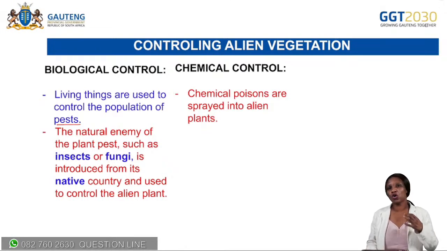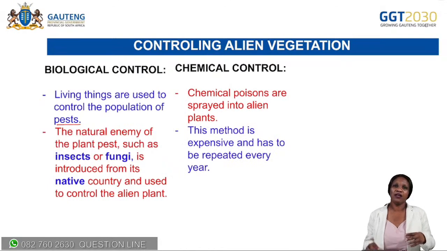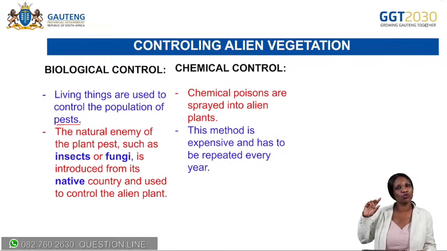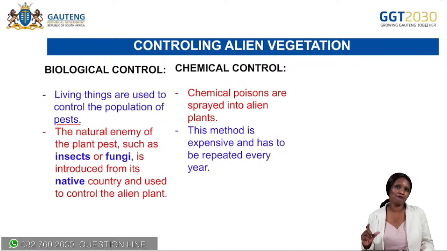And then we've got chemical control. At times we control these alien species using chemicals. And what happens with these chemicals? They are washed down by the rains into the rivers and washed down into the oceans. And then a lot of the ecosystem is upset, it's not balanced. Why? Because these chemicals are going to destroy marine life.